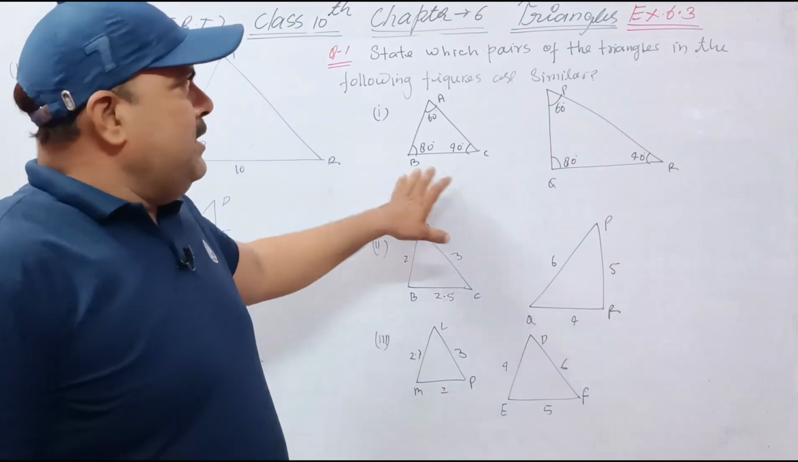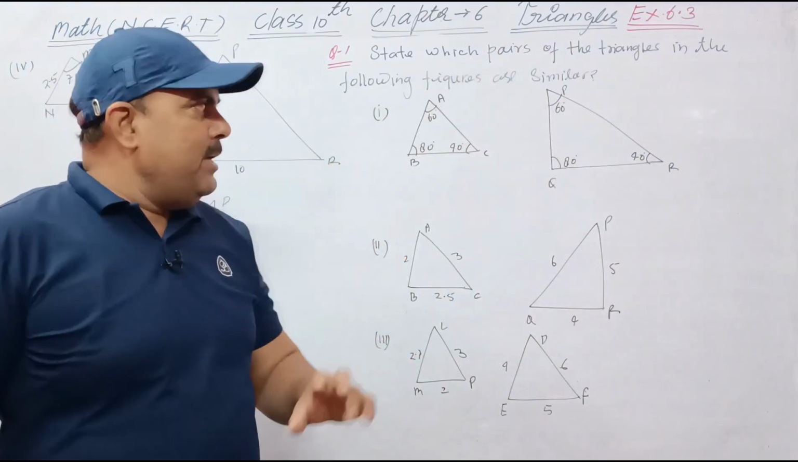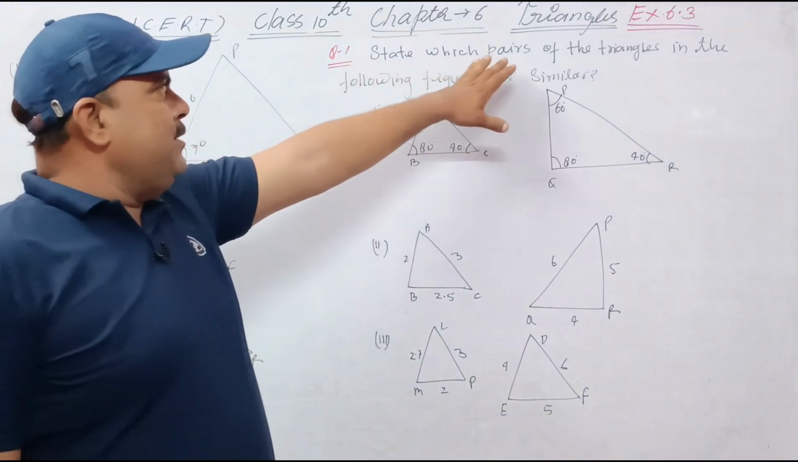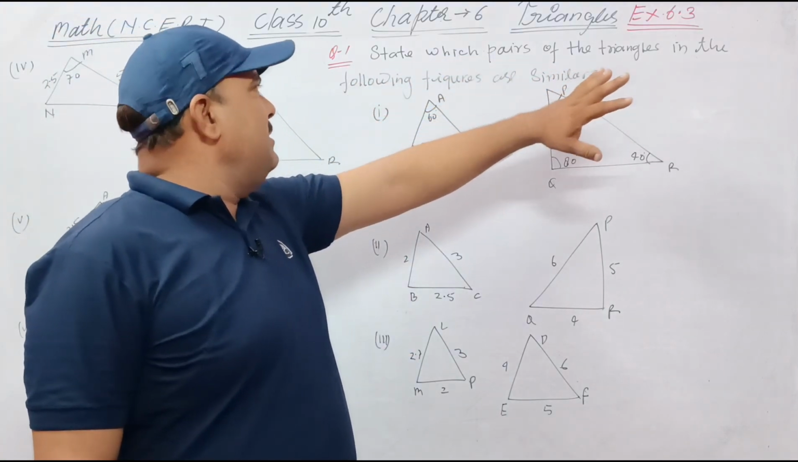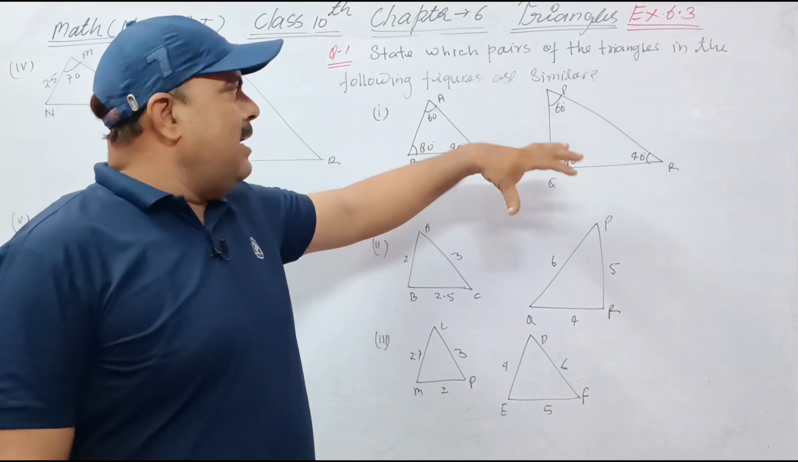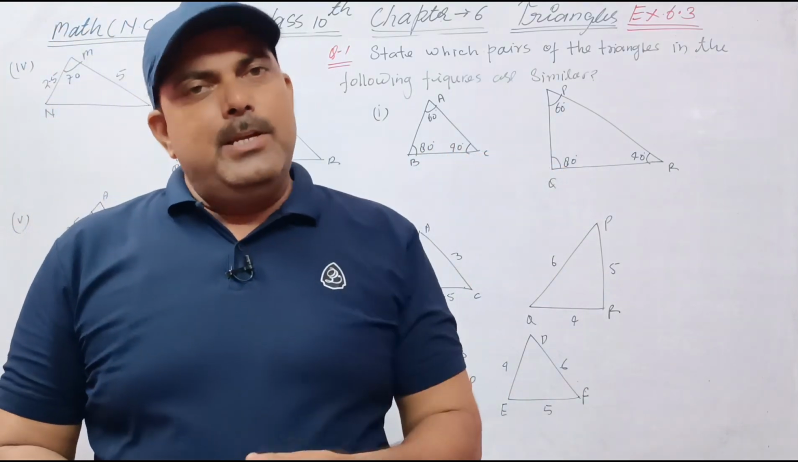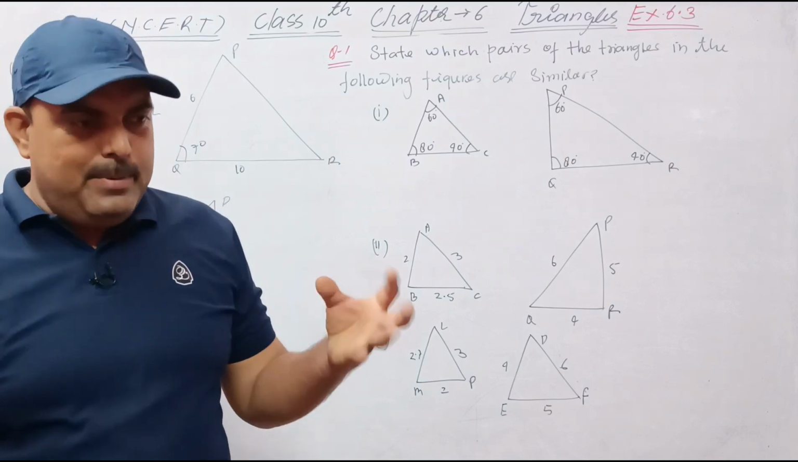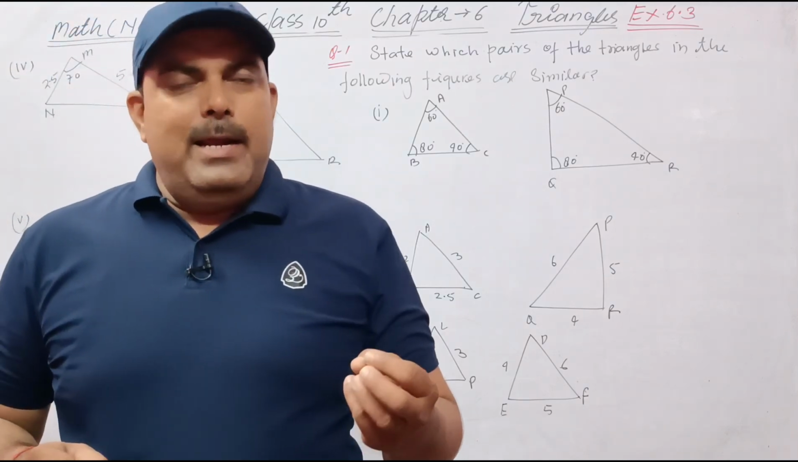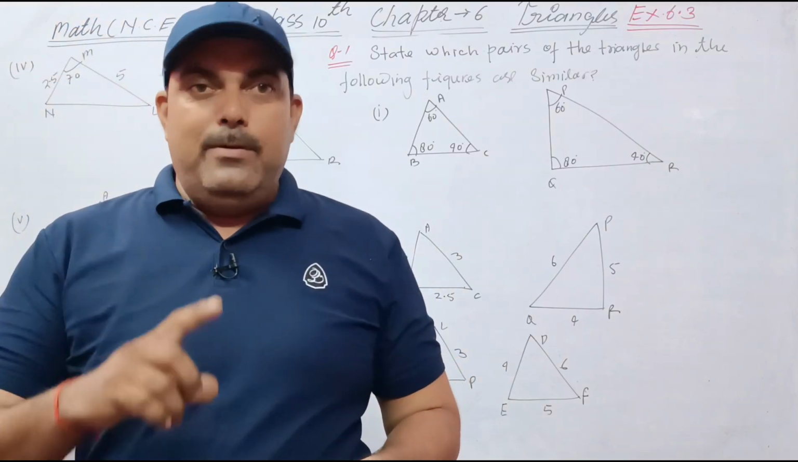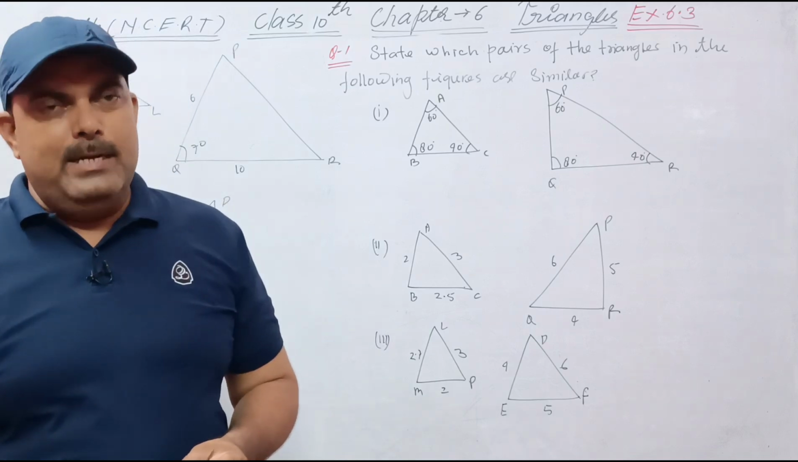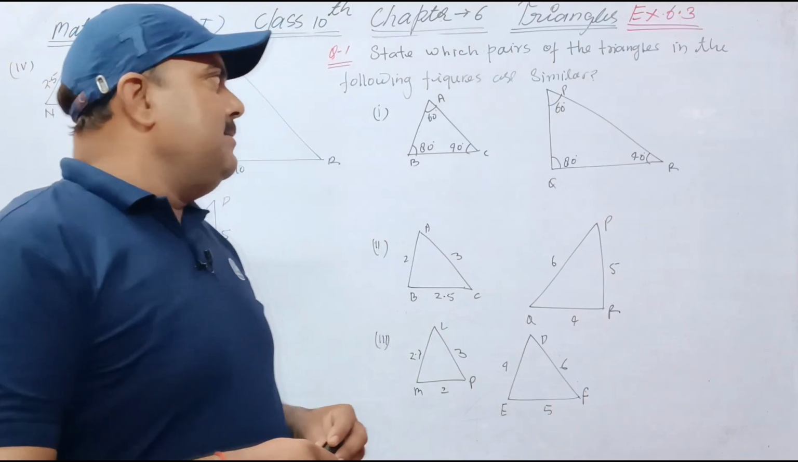Let's start question first of exercise 6.3, in which we are given: state which pair of the triangles in the following figures are similar. There are three rules for similarity, that is triple A, double A and triple S similarity rules, and a fourth, the SAS similarity rule, that is side angle side.